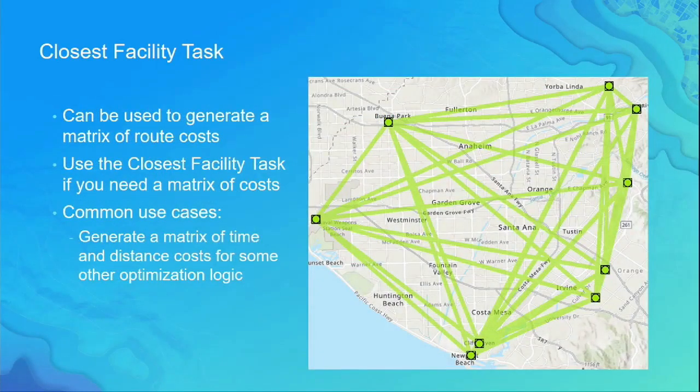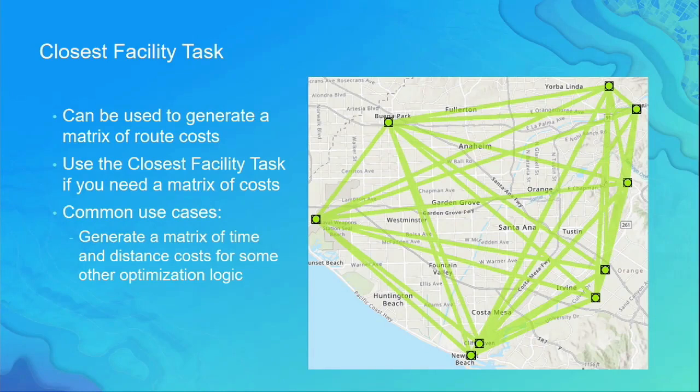Another use case for the ArcGIS Runtime Closest Facility task, which in the traditional desktop or ArcObjects platforms had a dedicated solver, is to generate a matrix of costs. So don't be confused by the picture here. I just rendered the route shapes with a straight line. We are actually traversing the graph. We're not doing anything with Euclidean distance.